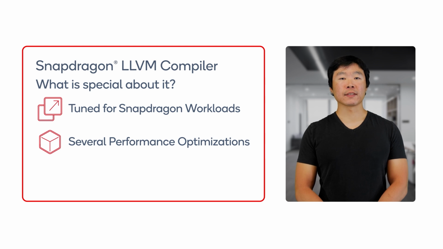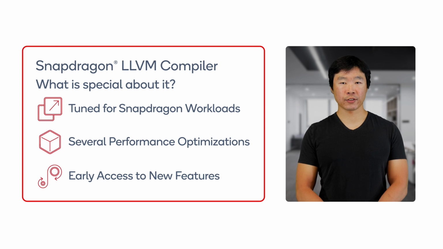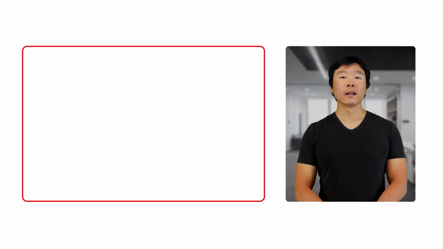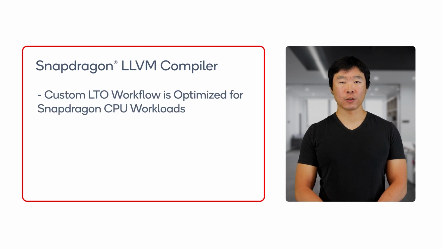One benefit of using the Snapdragon LLVM instead of the upstream LLVM is that new features and optimizations that help development on Snapdragon processors generally are released as part of Snapdragon LLVM before they become updates to the general upstream LLVM. For instance, features such as link time optimization or LTO and profile guided optimization or PGO enablement for ARM64 have been made available to Snapdragon customers first through the Snapdragon toolchain before being upstreamed. Snapdragon LLVM has a different LTO workflow than the upstream LLVM. This workflow is specifically tuned for Snapdragon CPU workloads.